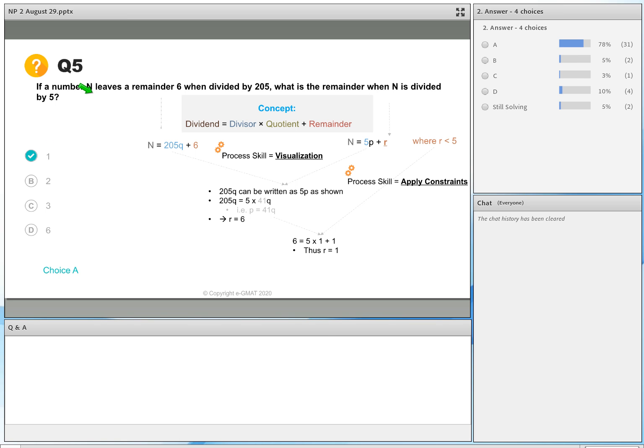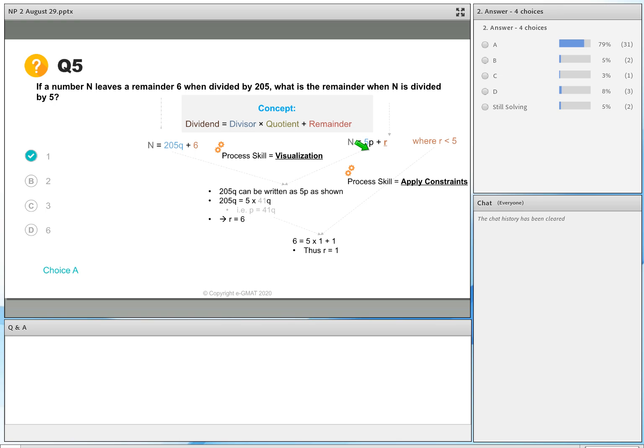N, again, the dividend, leaves a remainder of 6 when divided by 205. I'm again going to use the DNR equation. My dividend is N. My remainder is 6, which is here. My divisor is 205 here. It's only the quotient that I don't know. I'm just calling it Q for now. Then my question is, what is the remainder when N, the same dividend, is divided by 5? So this time, again using the DNR equation, I'm writing N is equal to 5P plus R, where P is the new quotient and R is what I need to find out.